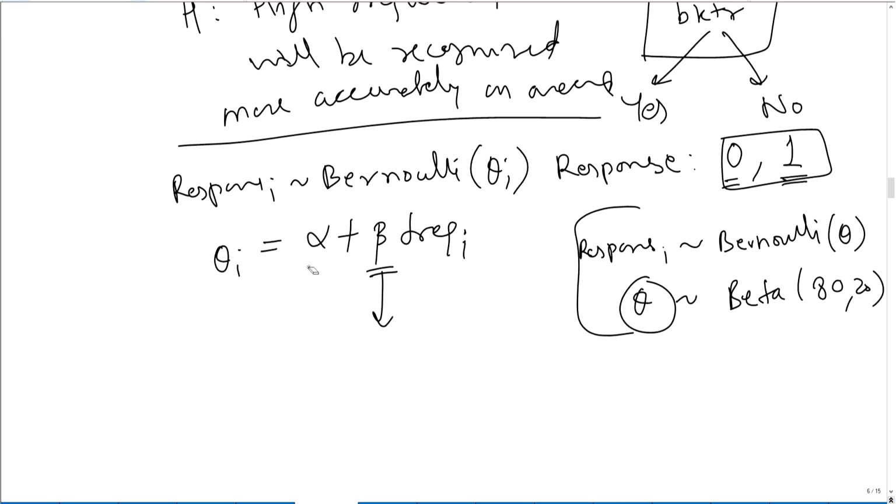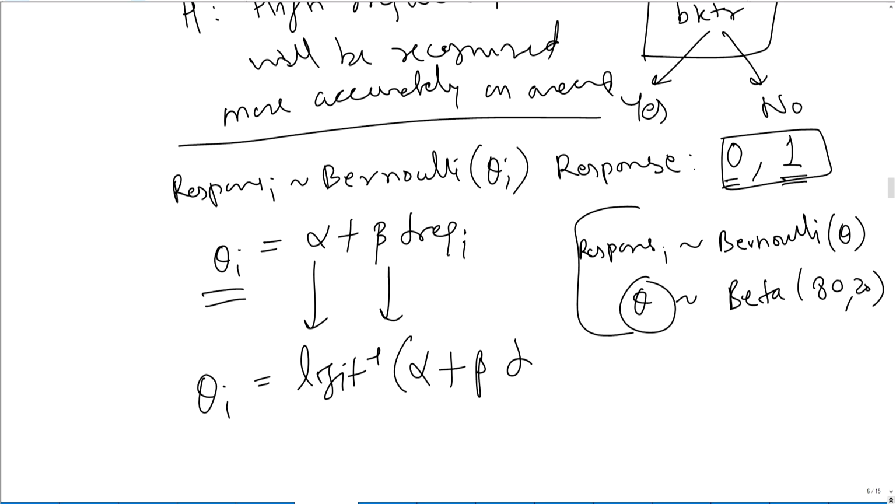That means basically we need some transformation that can keep theta between 0 and 1 strictly, such that you can allow an alpha and beta to be anywhere between minus infinity and plus infinity, but still the value of theta remains between 0 and 1. So if you can apply some transformation, something like this, inverse logit of alpha plus beta into frequency i.